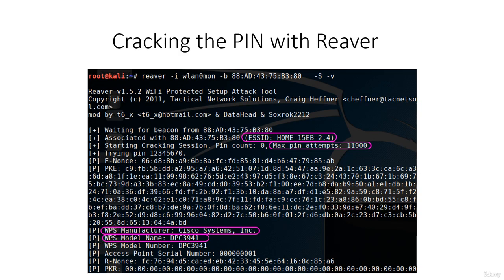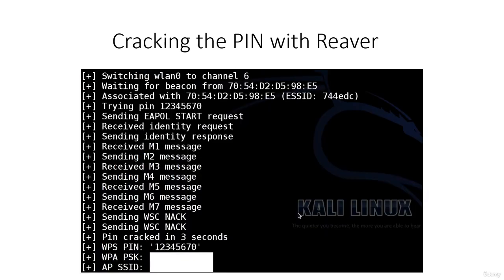So once it starts, it identifies the AP name, the number of maximum attempts, the manufacturer, and the model name. As you can see, all of them are mentioned and highlighted in here. And it then begins trying all 11,000 possible pins. Eventually Reaver will find the pin and present it like this. Now that you have the pin, you can just connect to the AP without having the password.